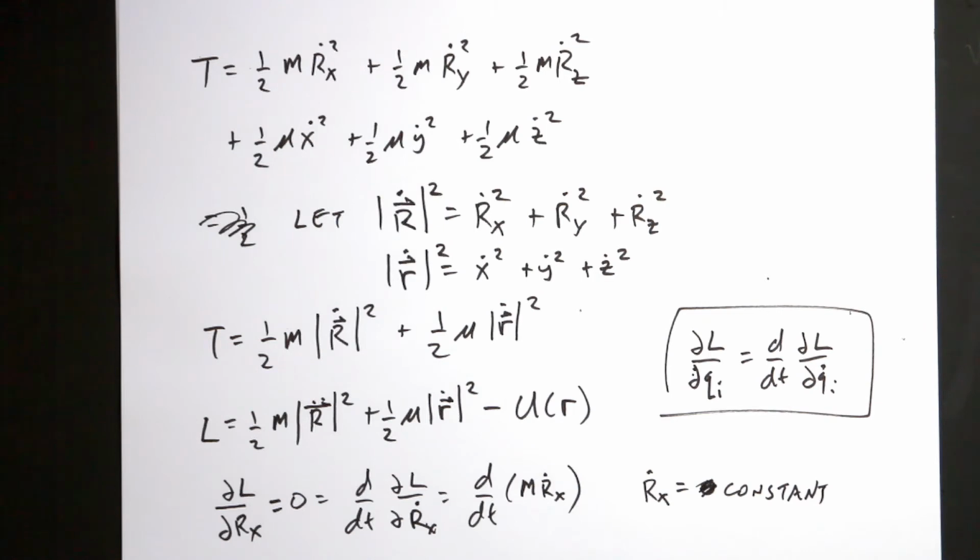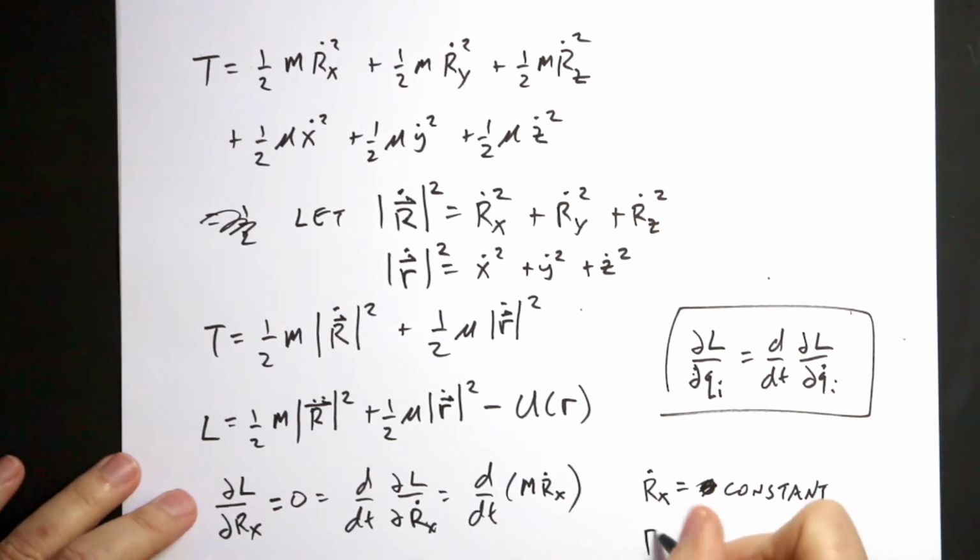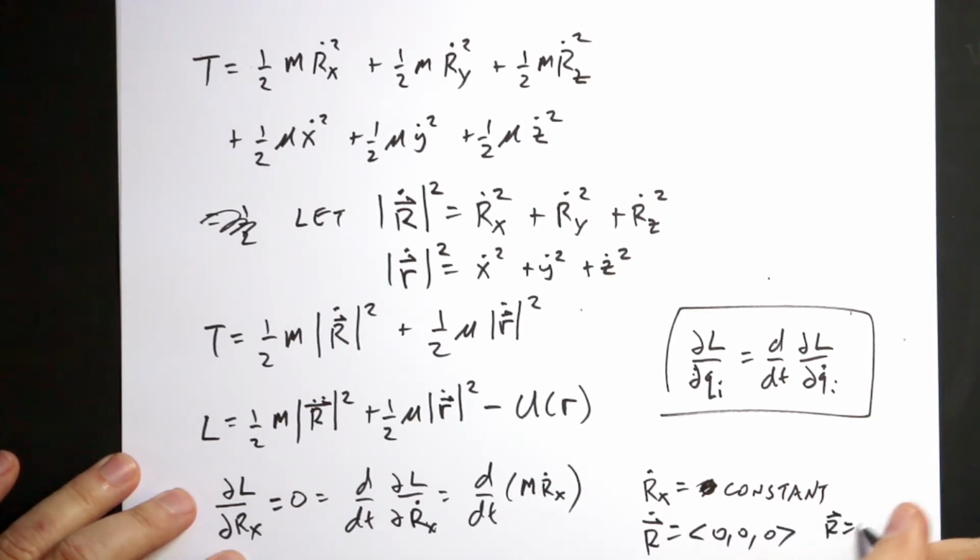So really, if the velocity of the center of mass is constant, then it's a boring part of the problem, and we don't even have to worry about it. We can pick Rx dot, Ry dot, and Rz dot to all be 0. Let's say that R dot equals the vector 0 and R equals 0. Let's put the origin at the center of mass.